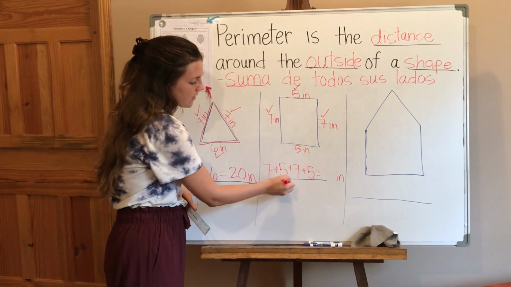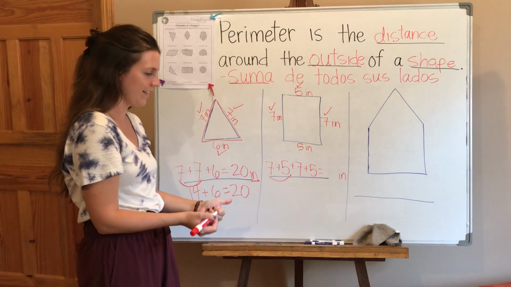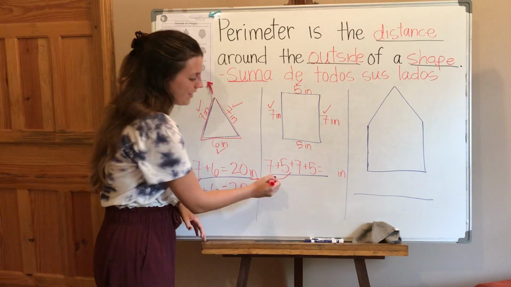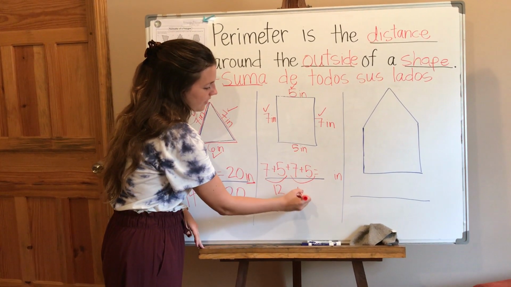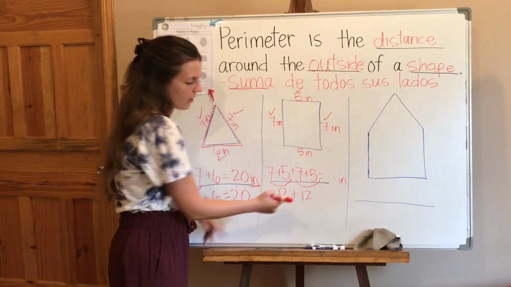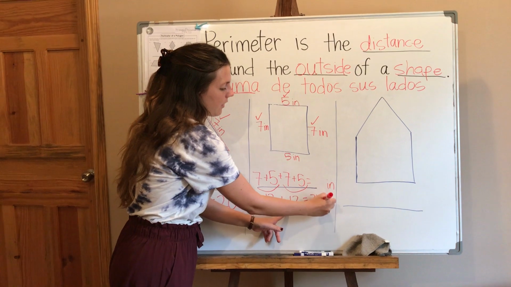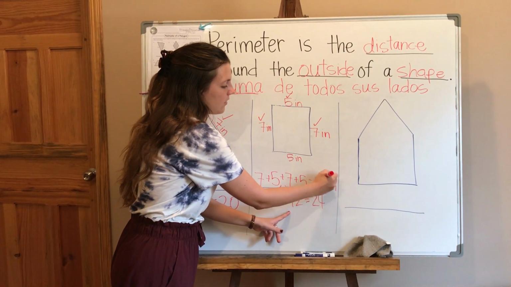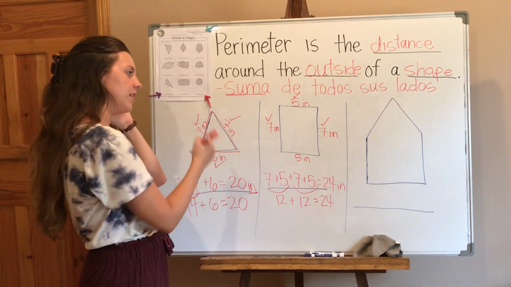Let's start by adding 7 plus 5. So 5 plus 7 is 12. And then we know that 7 plus 5 is 12. You know your doubles facts, so you know that 12 plus 12 is 24. Very good. 24 inches is the distance around the outside of this shape.